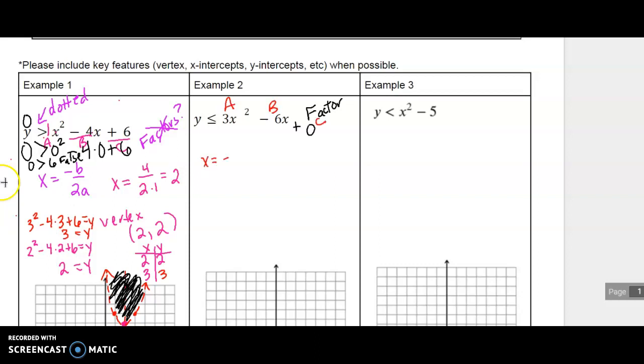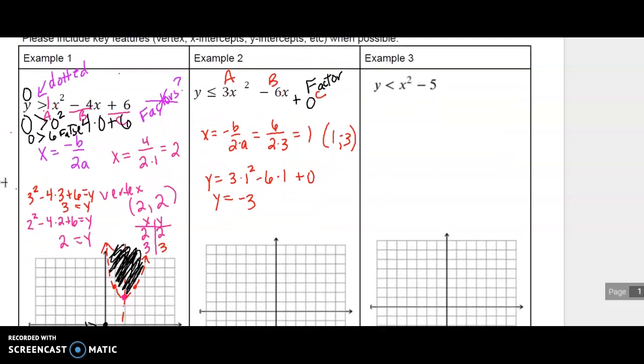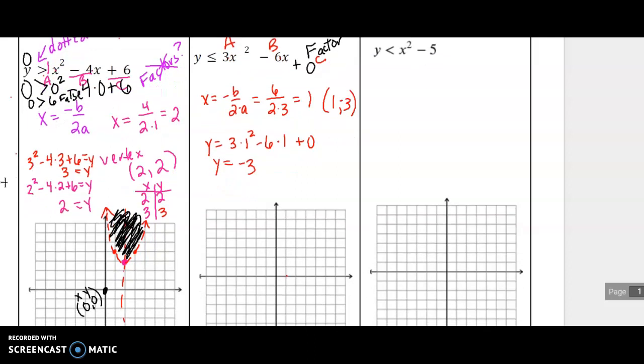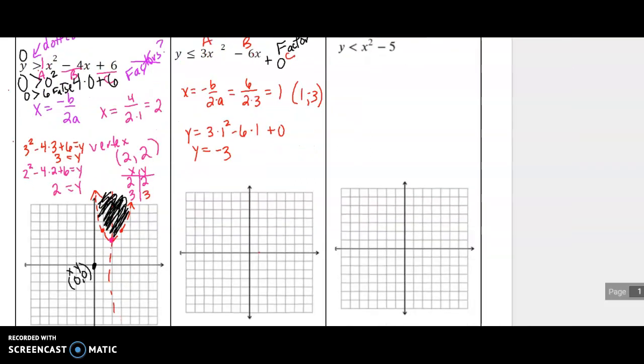So x equals negative b over 2 times a. So the opposite of b, over 2 times a, gives us 1. So then to find the y value, we plug 1 in. So 3 times 1 squared minus 6 times 1 plus 0. And we want to type that all straight into a calculator. So we get -3. So on our graph, we've got 1 and then down 3. There we go.